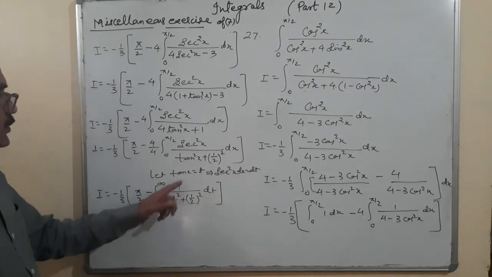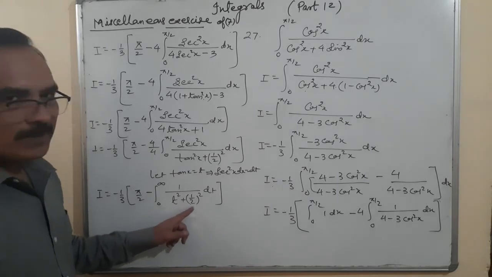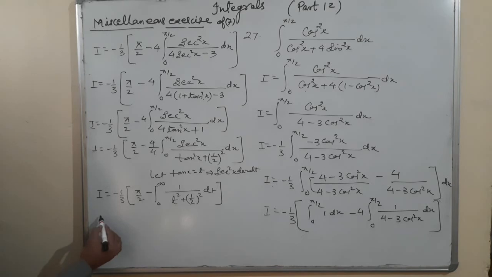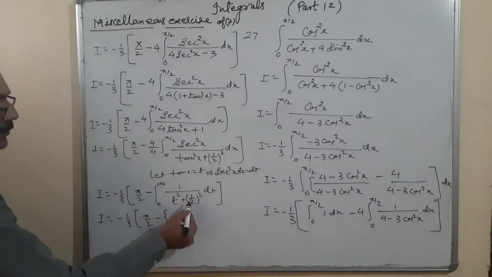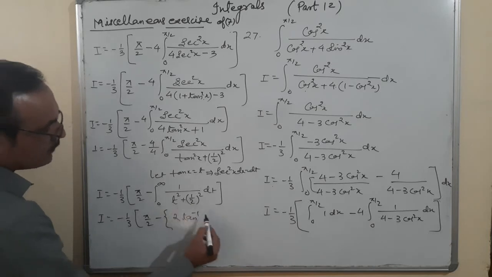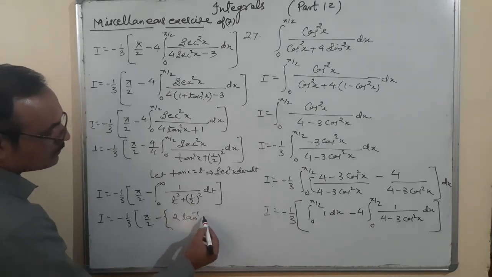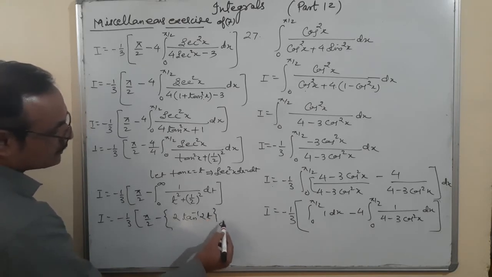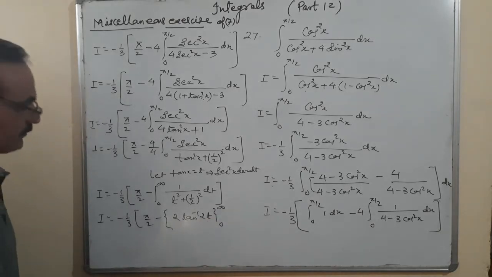And which formula is this? 1 upon a square plus x square is 1 upon a tan inverse x upon a. Minus 1 by 3 pi by 2 minus 1 upon a, that is 1 upon 1 upon 2, so 2 tan inverse x upon a, t upon 1 upon 2. So may I write here 2t, and limit 0 to infinite.